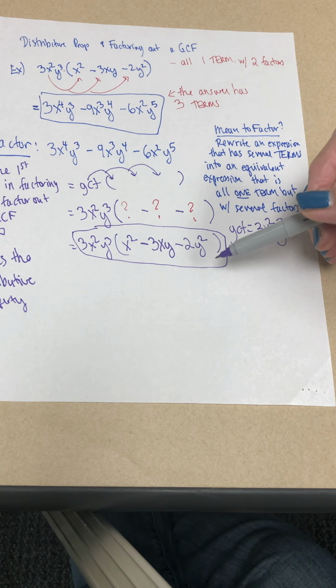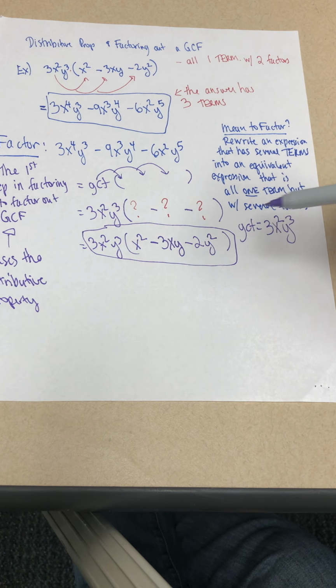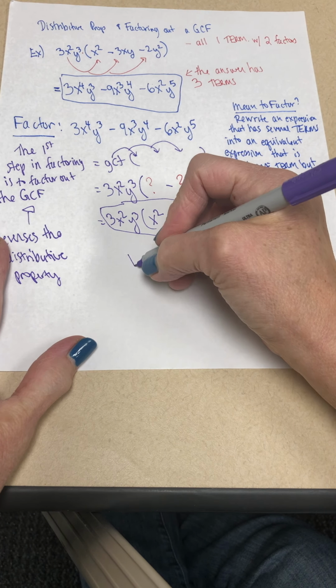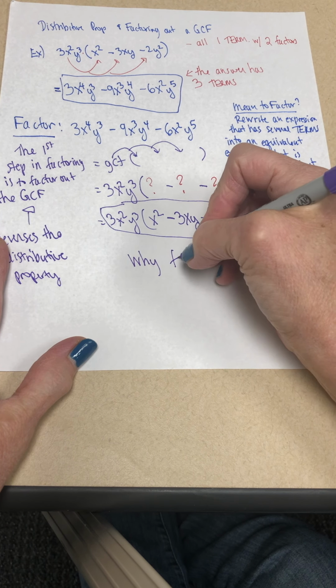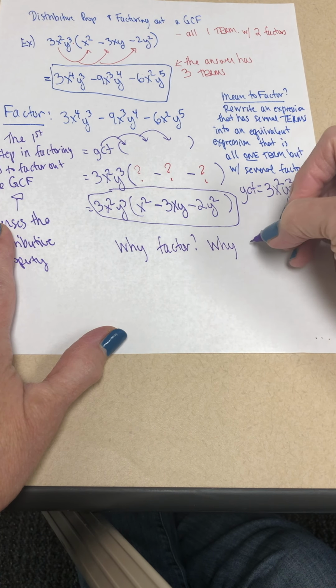Now we're back to all one term with 2 different factors. Why do we do this? In fact, why do we even distribute?